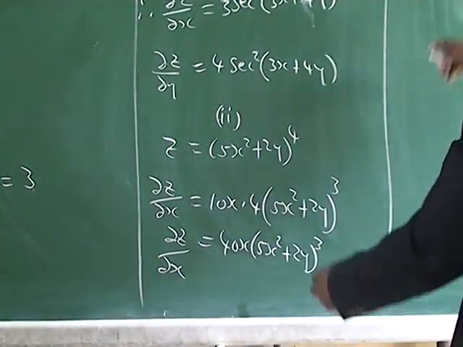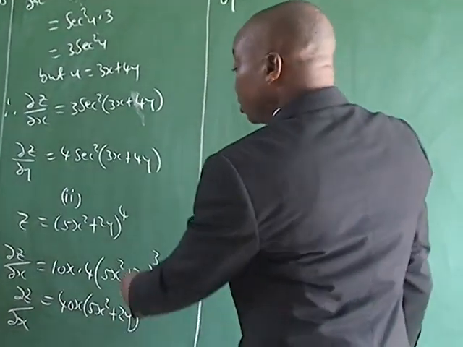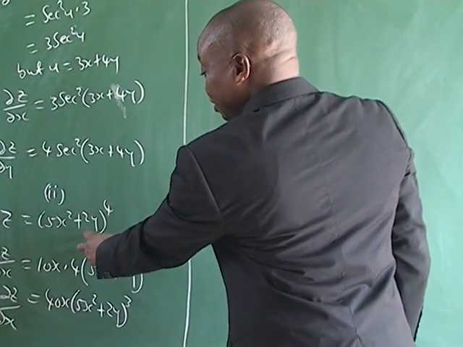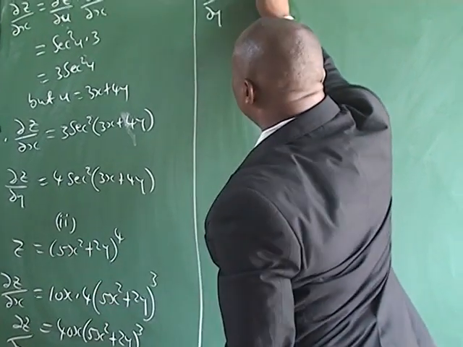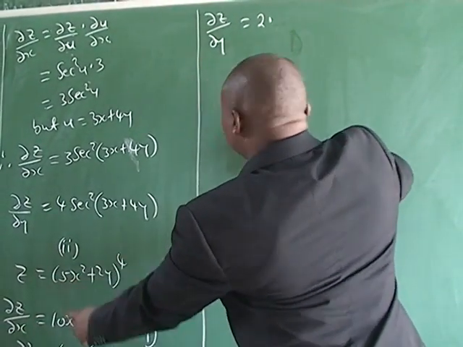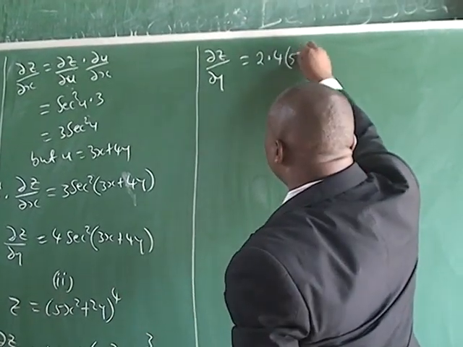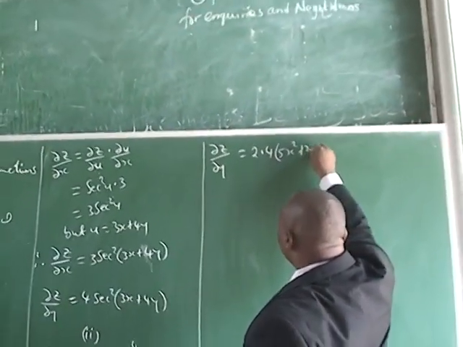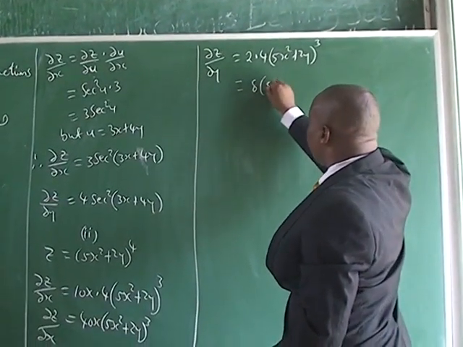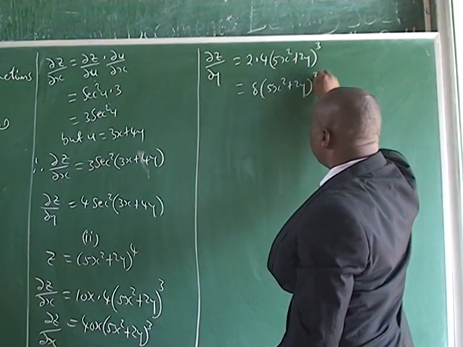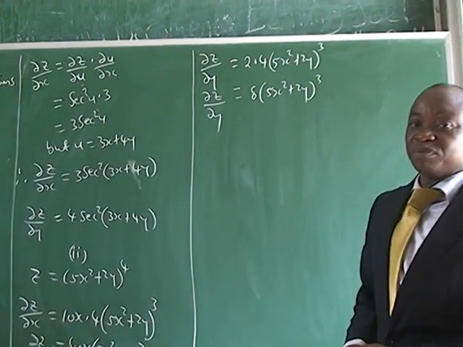In the same way, if I need partial z partial y, it's for me to differentiate the inside. Of course, if I differentiate with respect to y, I will have 2, then carry the power and times here. The power is 4. Then fix the inside part, 5x squared plus 2y raised to the power 3. So this gives me 8 times 5x squared plus 2y raised to power 3. So that is partial z partial y. Very simple to deal with.